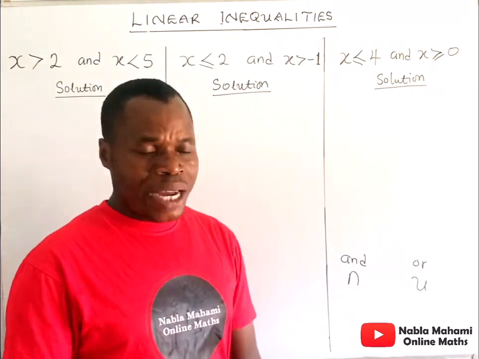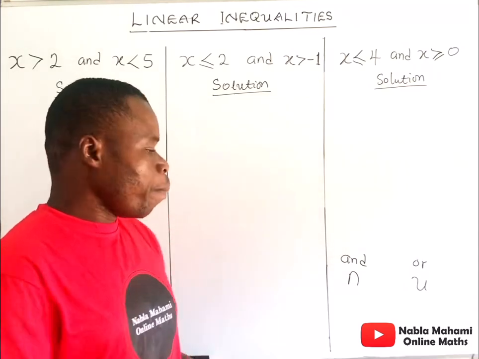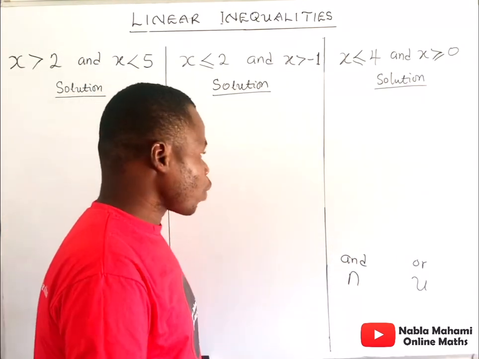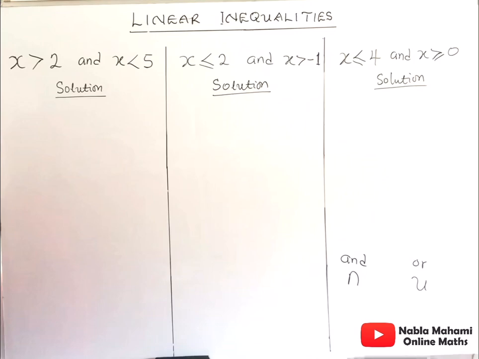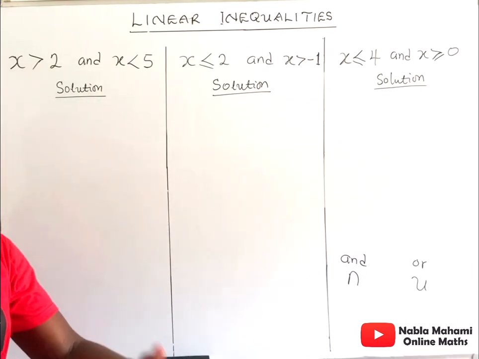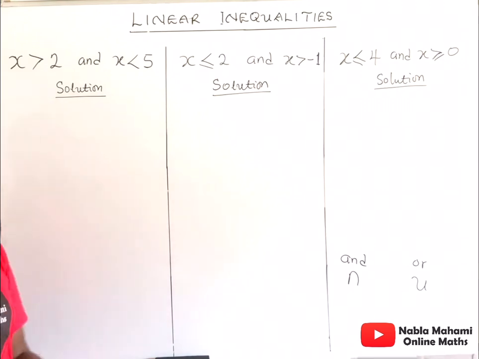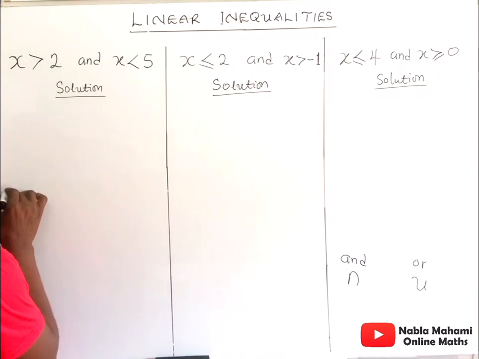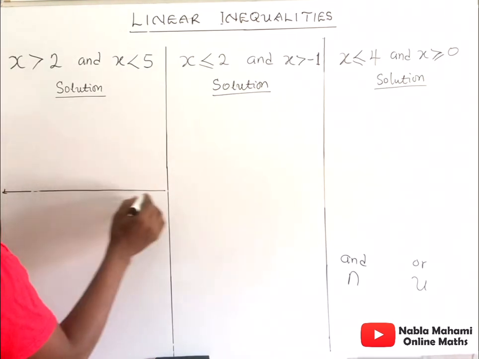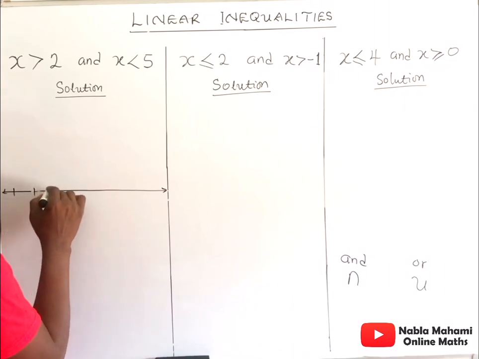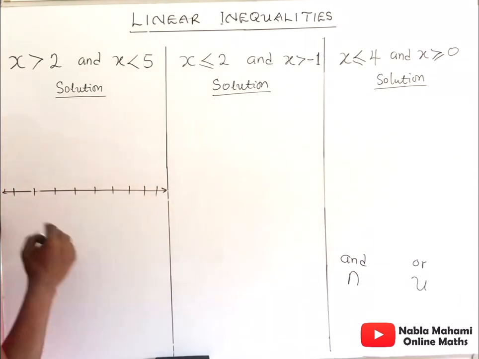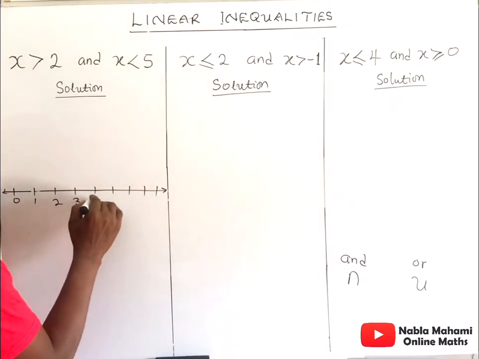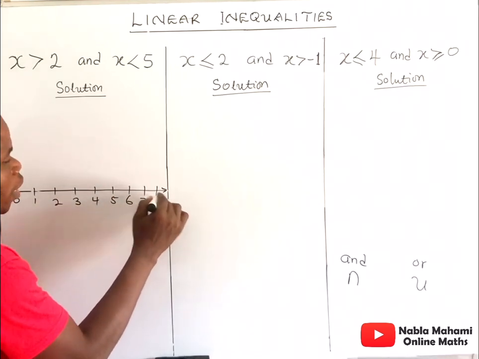So let's look at how we find our solution when you have two simple inequalities being joined or connected by the word "and". So let's go through example 1. Example 1, I have x is greater than 2 and x is less than 5. We are going to graph this example on a number line and find its solution. So first, sketch your number line. So now, I have 0, 1, 2, 3, 4, 5, 6, 7, 8.